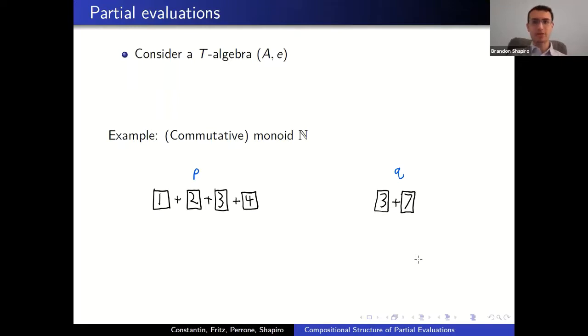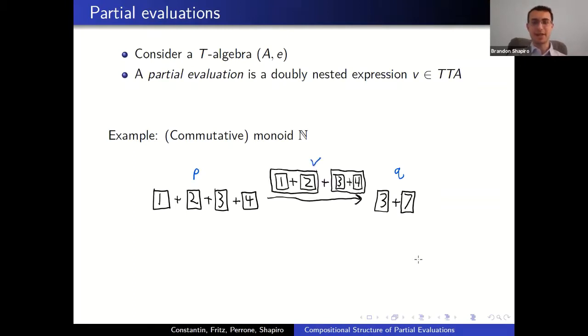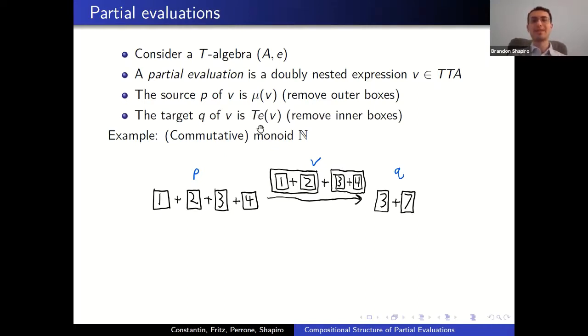And all I'm going to define a partial evaluation as is just a single doubly nested expression in T2A, TTA. So if that expression is called V, it's just, in this case, a sum with 2 levels of boxes drawn in. Then we can define the source of the partial evaluation, which here is written as P, by applying our multiplication, removing the outer boxes. And you see we then get 1 plus 2 plus 3 plus 4. Whereas the target applies TE.